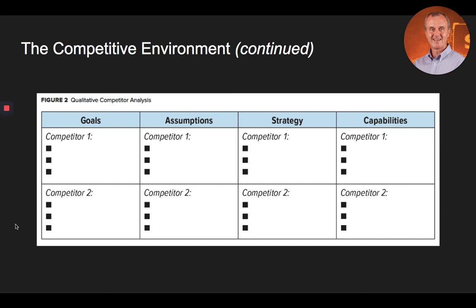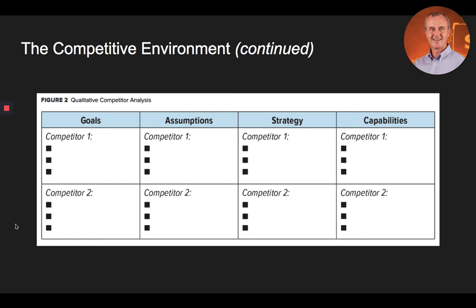The outcome of such a competitor analysis would be something like what you see in Figure 2, taken from the book and which you see on your screen now, where you would look at the various primary competitors for a given firm and then break down, after the review of all the information, what the goals of each competitor are, what the assumptions about the competitors are, what their current strategy would be, and what the capabilities of each competitor are at present.